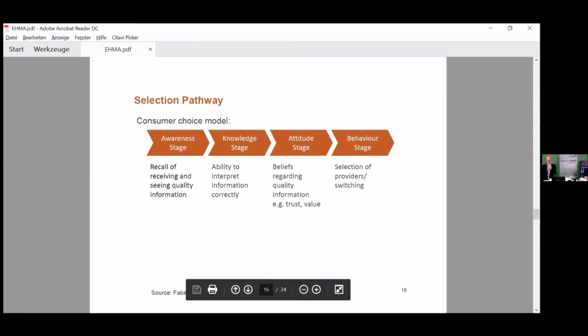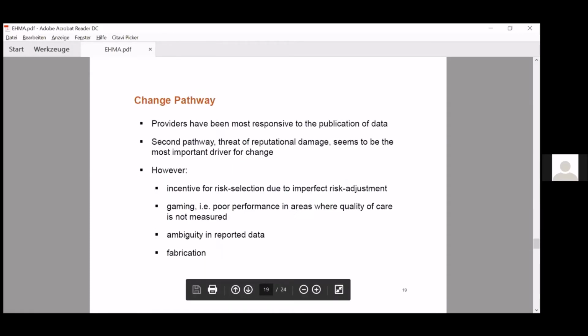One more minute. So I think I will essentially need to skip this model in detail, just to note that for the audience it is important that this selection pathway is not working too well. What is more important is the so-called change pathway, where the providers themselves adjust to the quality information, and they are most responsive to the data. However, we see some potential pitfalls as well.